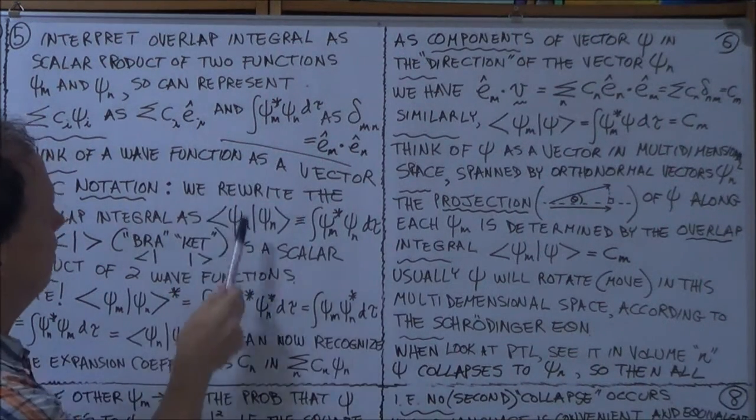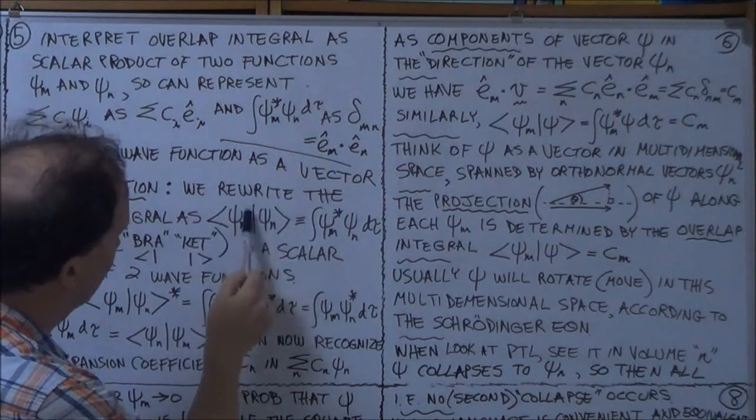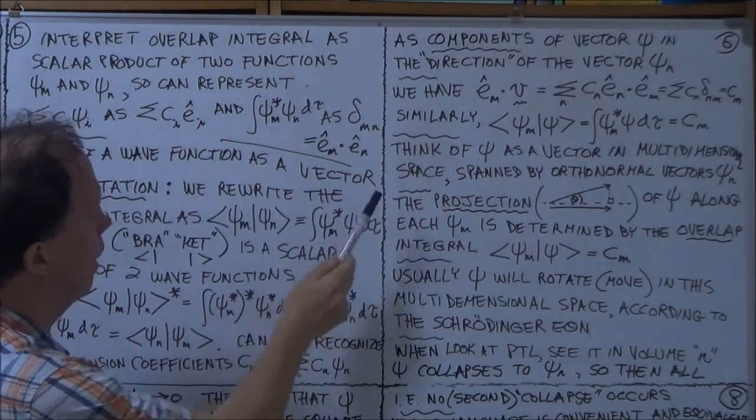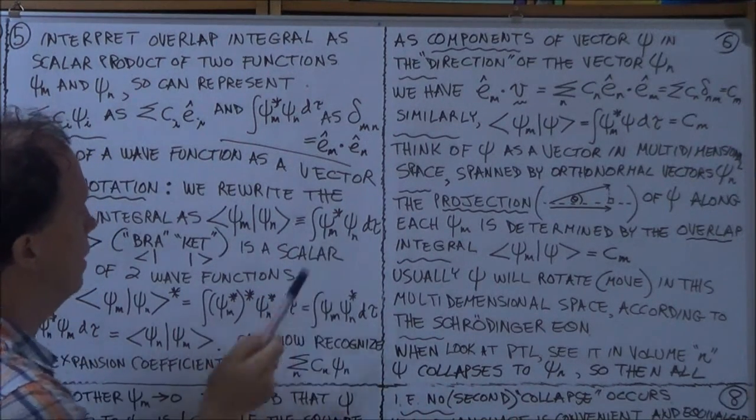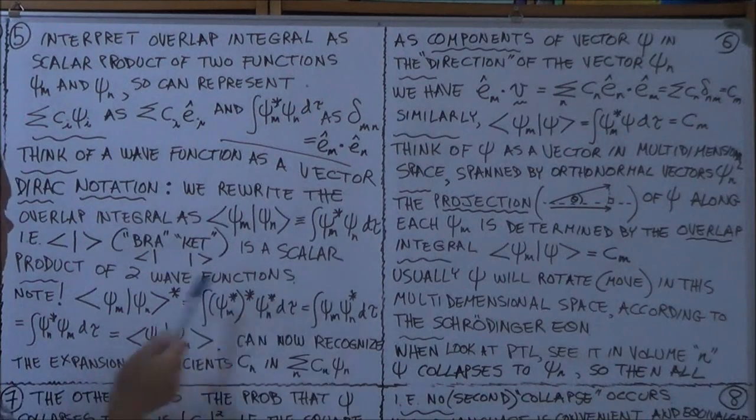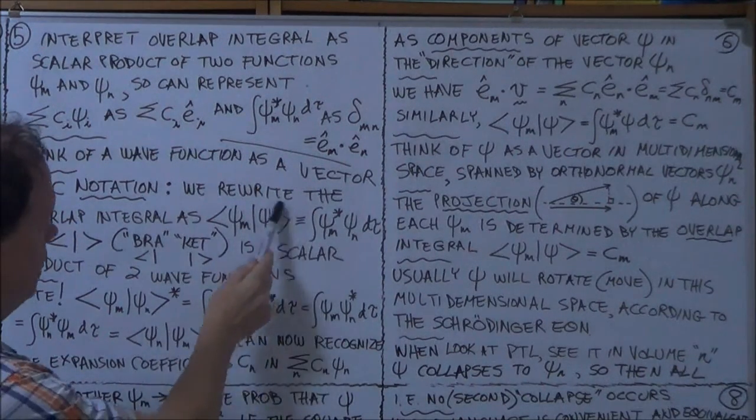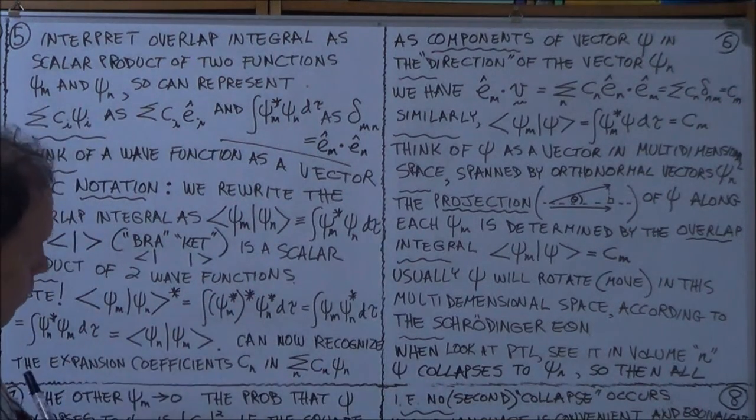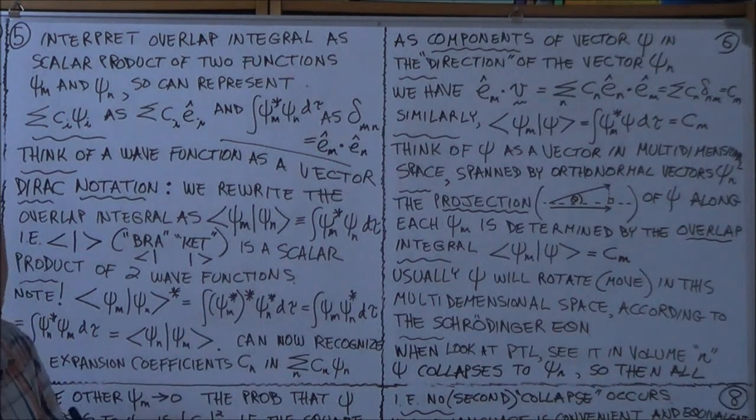So this bracket is just an integral, the overlap integral of these 2 wave functions, psi m and psi n. And it gives you the result, a bracket gives you a scalar, right? So it's just the scalar product or dot product of 2 wave functions. So when you see this, it's just a shorthand for this, with these wave functions interpreted as vectors.